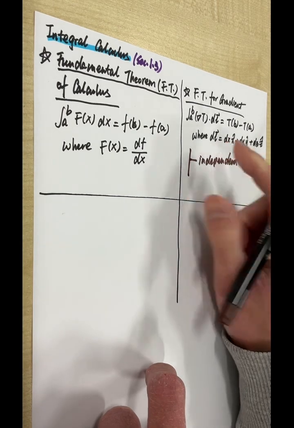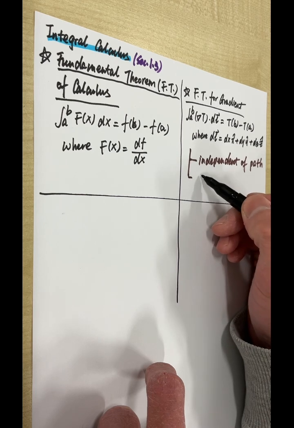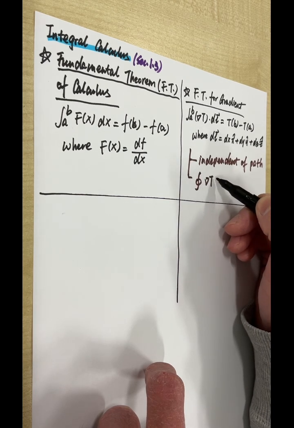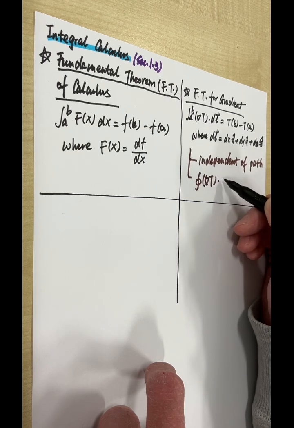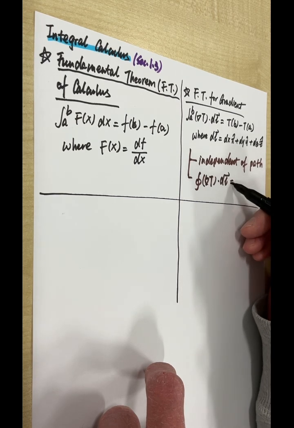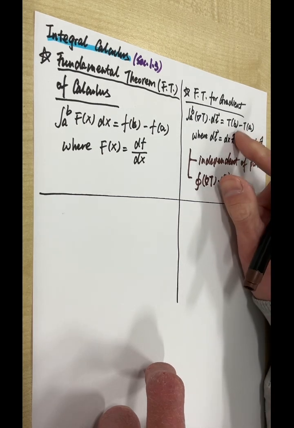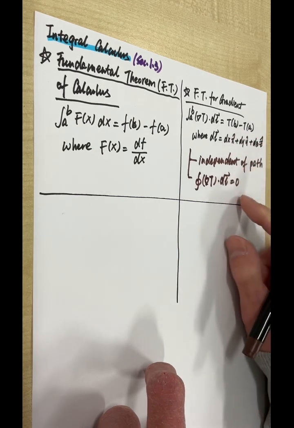The second thing is, if we take a closed line integral of a gradient, we will get 0, because the beginning point and end point are the same.